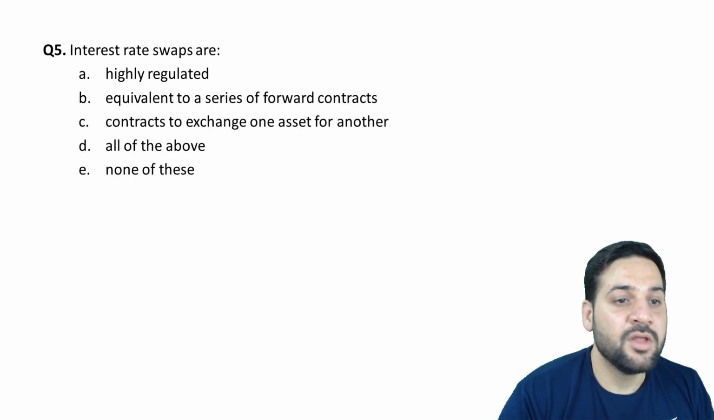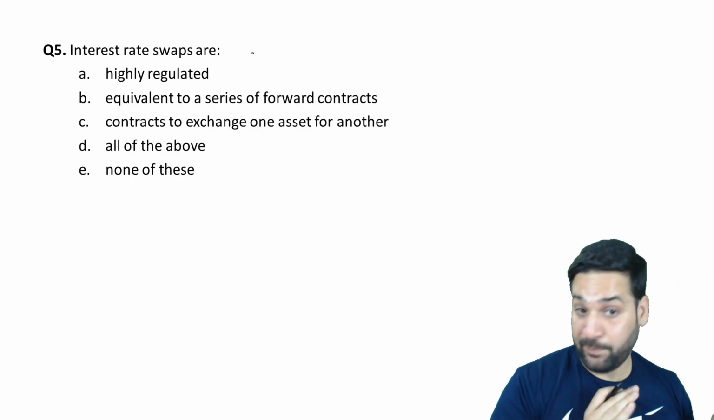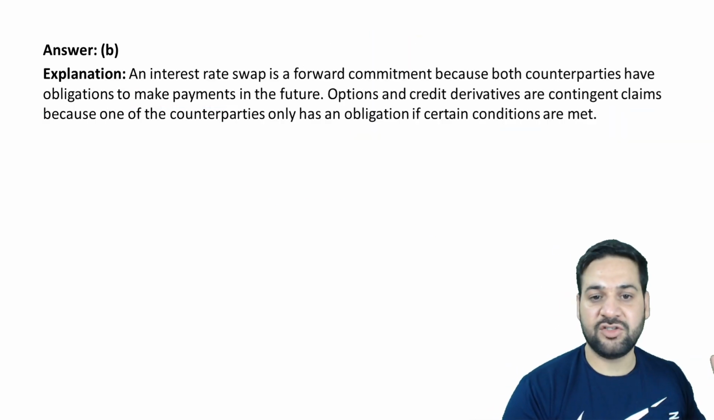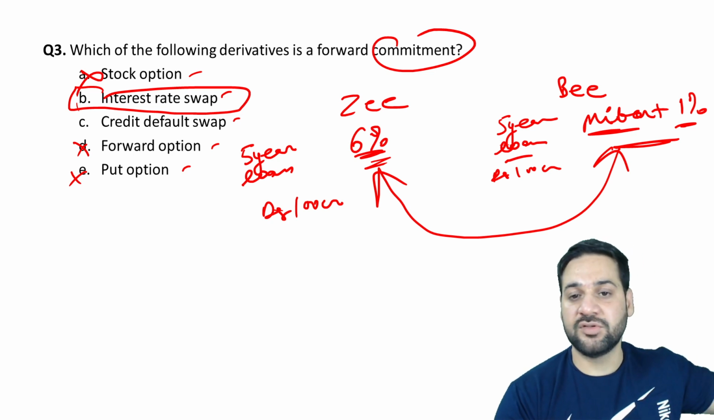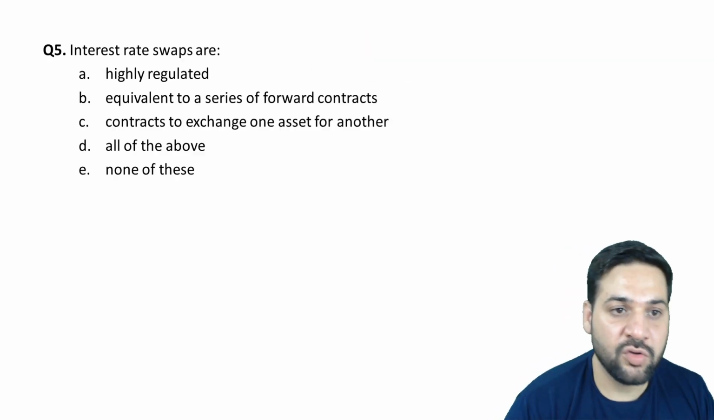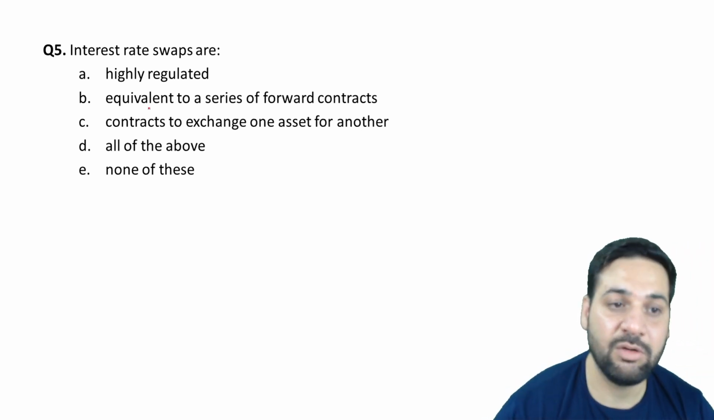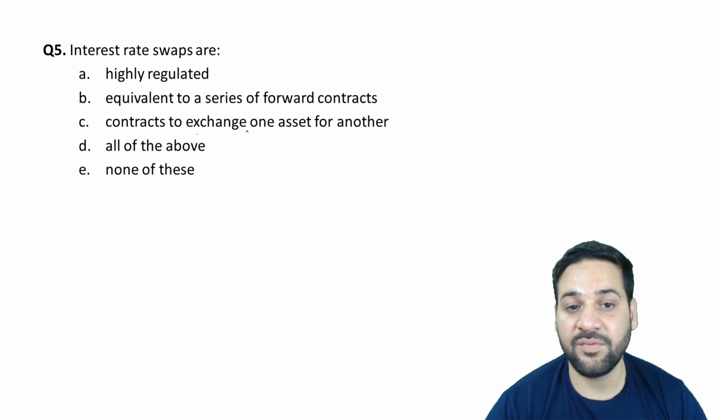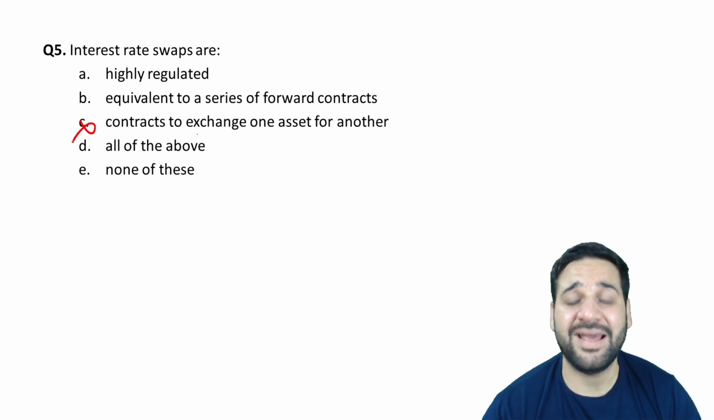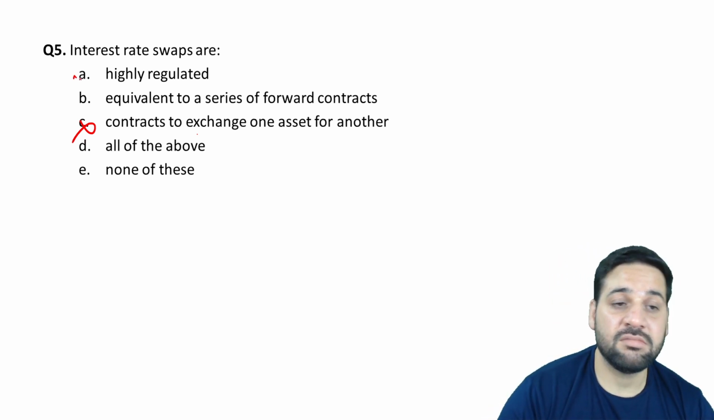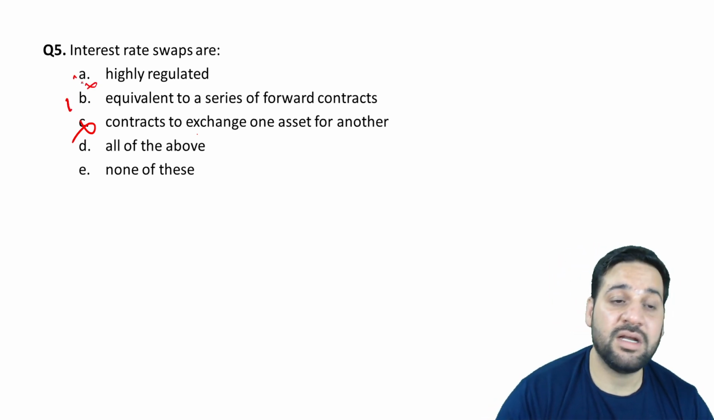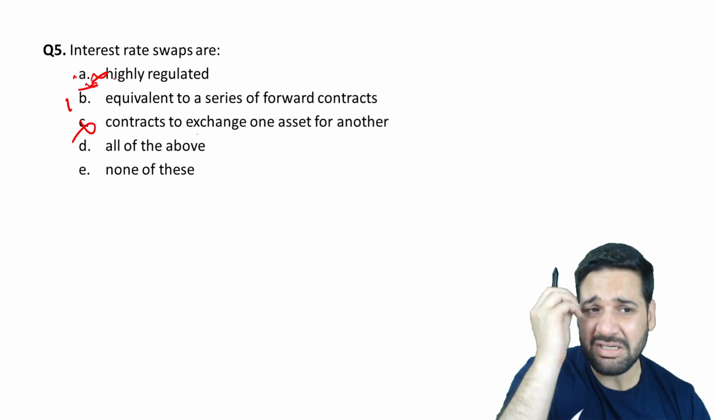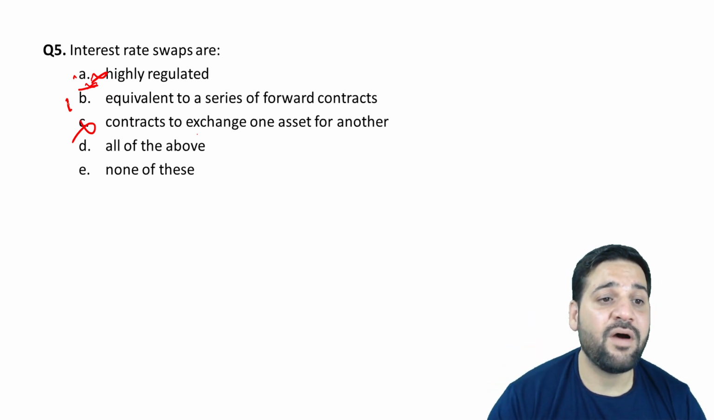Forward commitment. Interest rate swap, I have already explained to you with the example of two companies, Z and B. What is happening is regular cash flows. So the option says interest rate swaps are highly regulated, equivalent to a series of forward contracts. Contract to exchange one asset for another, but there is no exchange of asset. It is not about being highly regulated. Although the contract is regulated, this answer is not clear. Equivalent to a series of forward contracts.